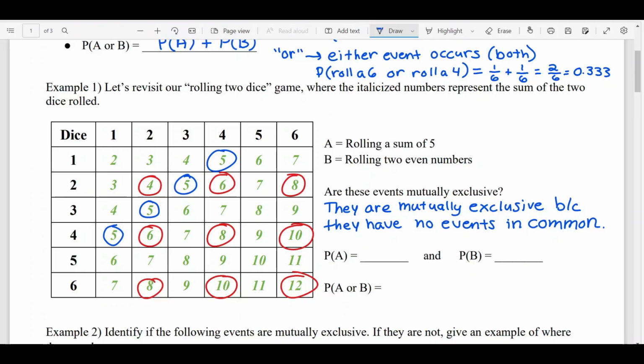So the probability of A occurring, the probability of rolling a sum of 5, there's 4 out of a possible 36 where you can roll a sum of 5. The probability of B, rolling two even numbers, we circled all of those. There were 9 outcomes out of the 36 where you could roll two even numbers. Now the probability of A or B, because these are two mutually exclusive events, you're just going to add up those individual probabilities together. So 4 out of 36 plus 9 out of 36 to give you 13 out of 36, or in decimal form, 0.361.